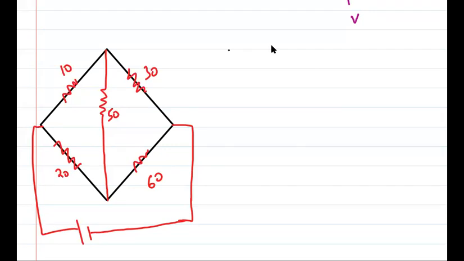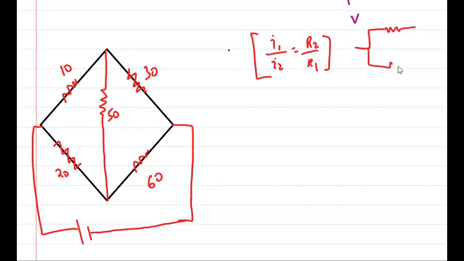Now tell me one thing. When you talk about the current, think about it. If the potential is the same, then the ratio of currents I1 by I2 is basically equal to R2 by R1. How many of you remember this? If the circuit is like this, this is R1, this is R2, this is I1, this is I2. Can I say this? Does anyone have any doubt on this?